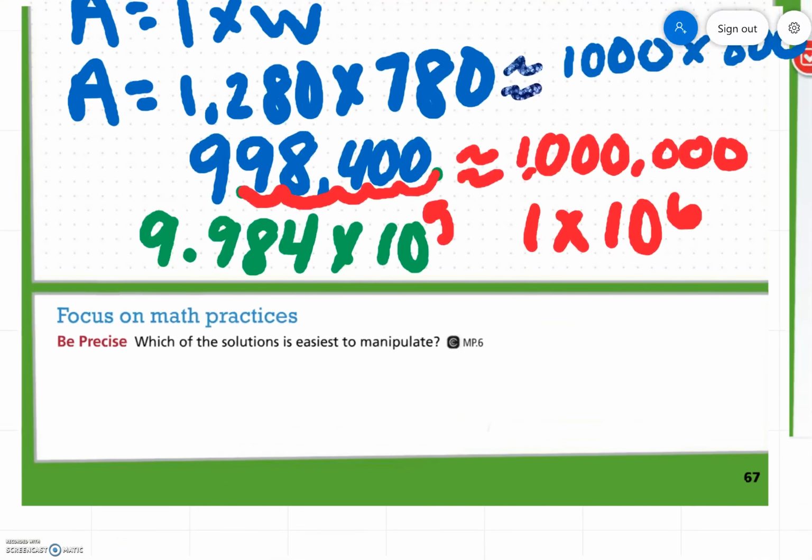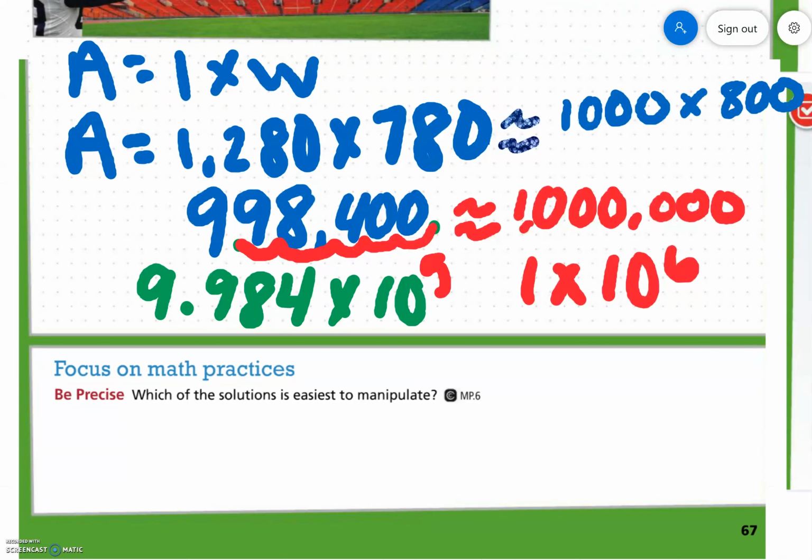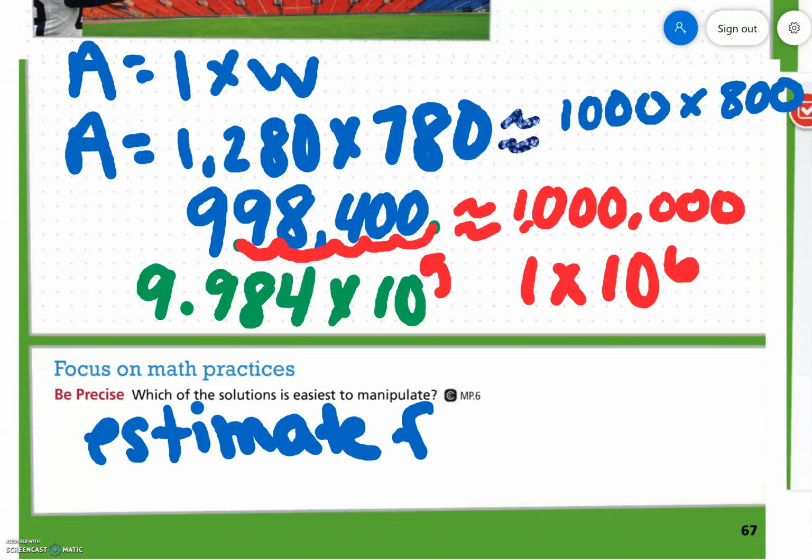So which of the solutions is easiest to manipulate? Well, I think it's easiest to manipulate when we estimate first. Let's learn how to spell this. Estimate first. All right. So today we're going to do a lot of work with our scientific notation.